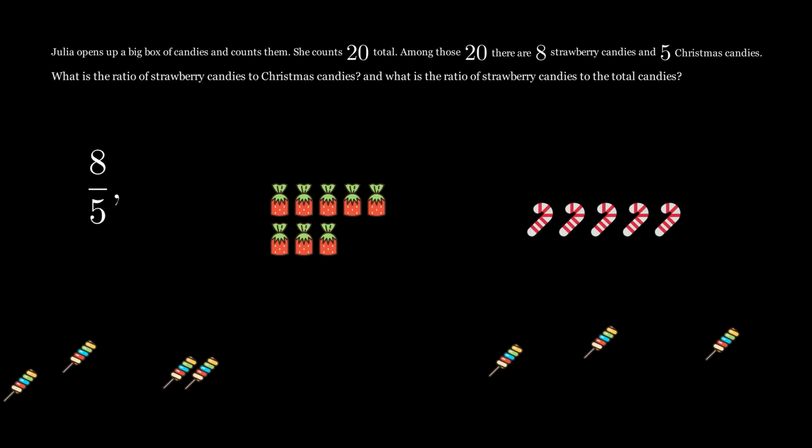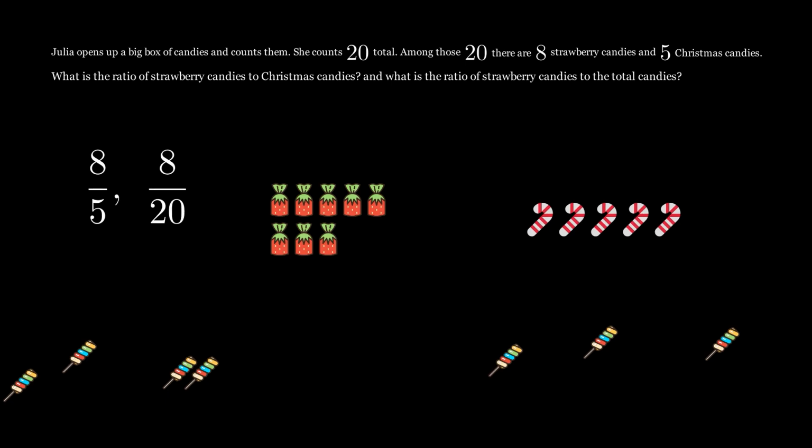Now, to find the ratio of strawberry candies to the total candies, we compare the number of strawberry candies to the total number of candies. So there are 8 strawberry candies and 20 total candies. So the ratio of strawberry candies to the total candies would be 8/20.